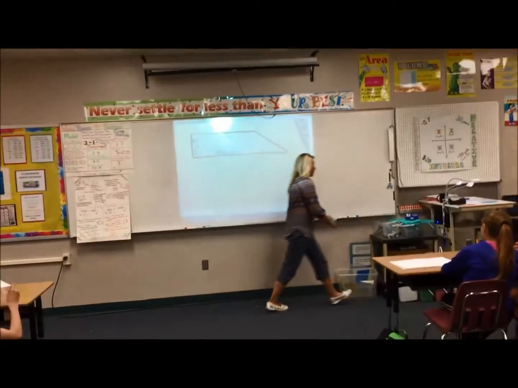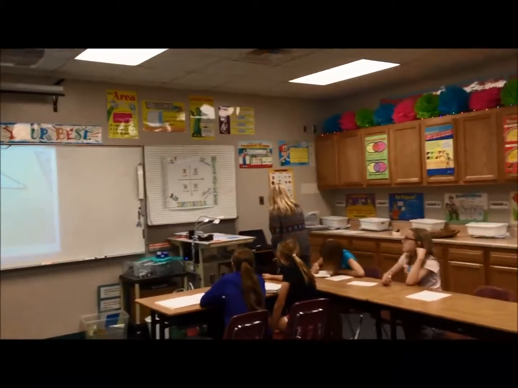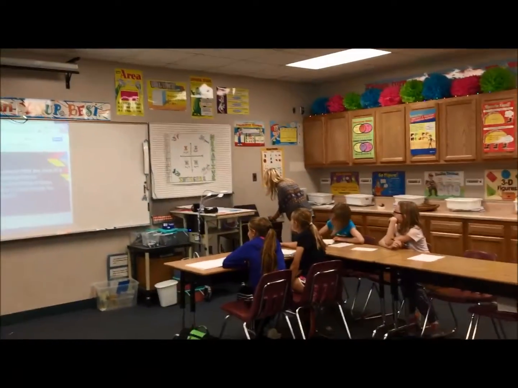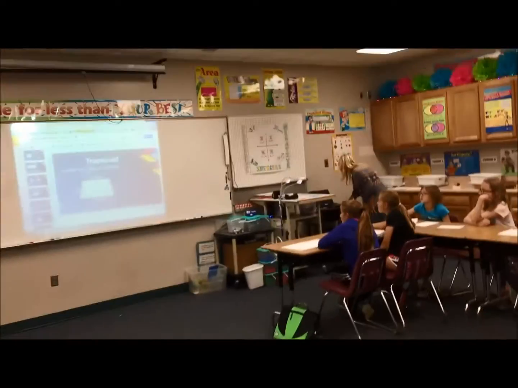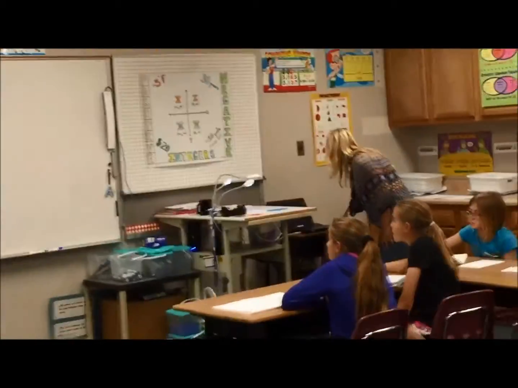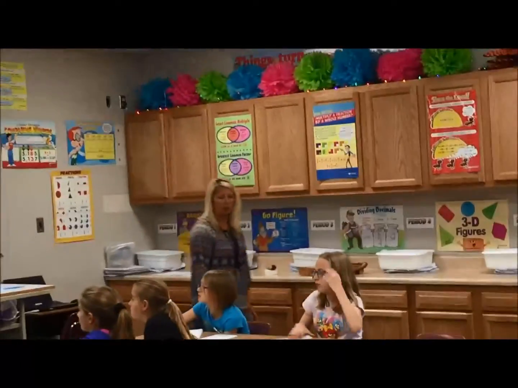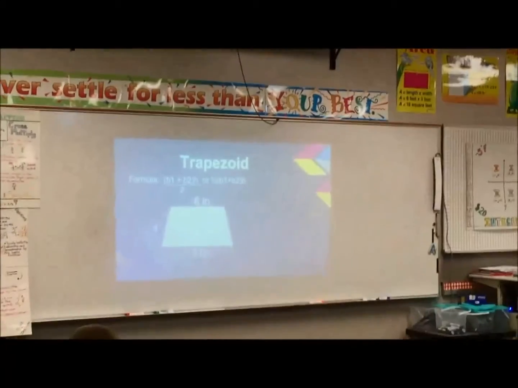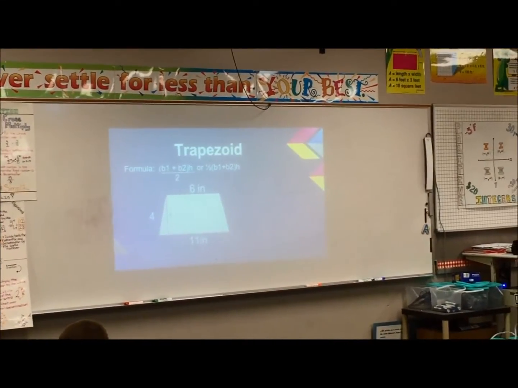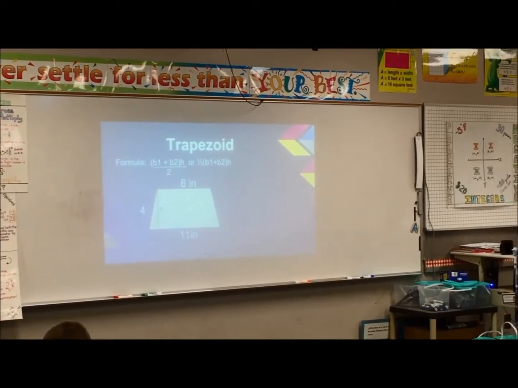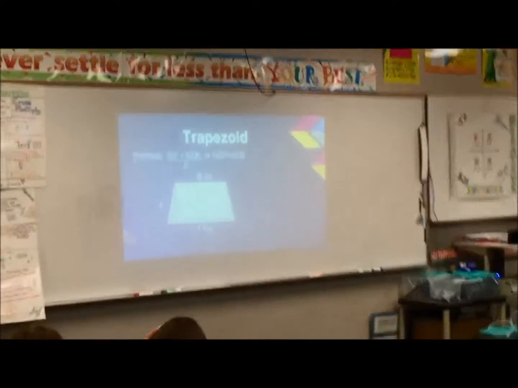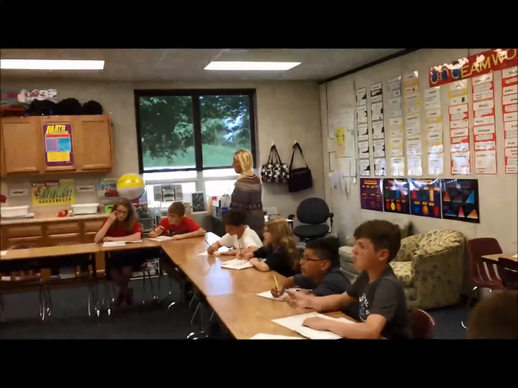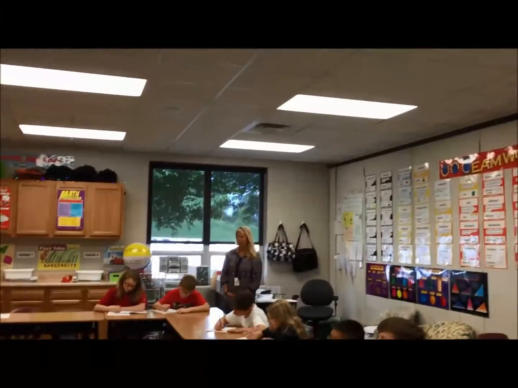So if I was to give you another problem here, can you find the area of that trapezoid? When you have the answer, you give me a thumbs up, I will come check it, and I will know that you are ready to move on.